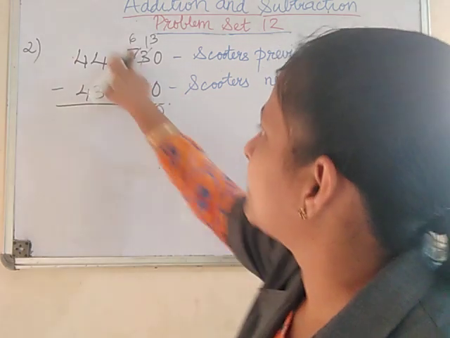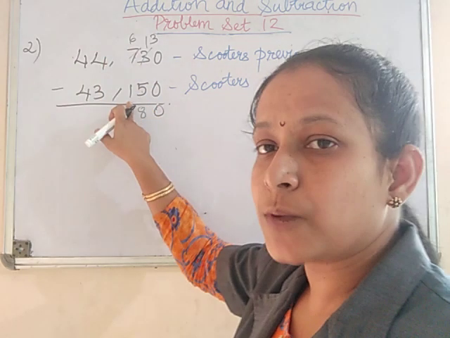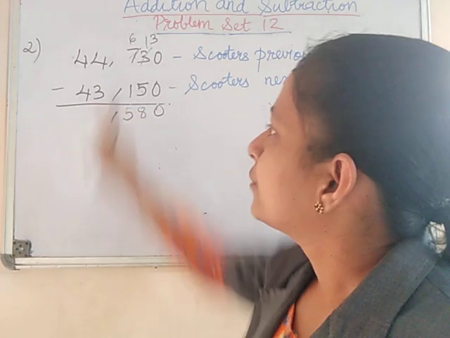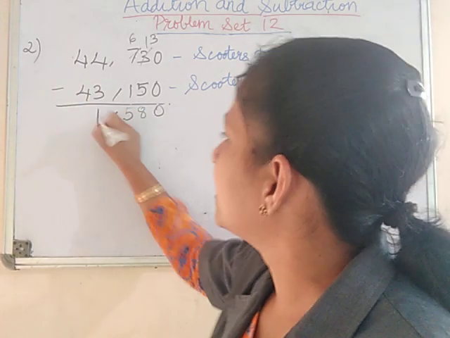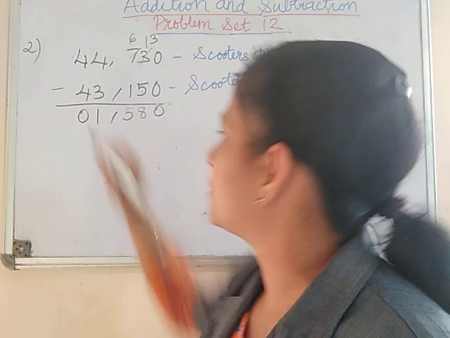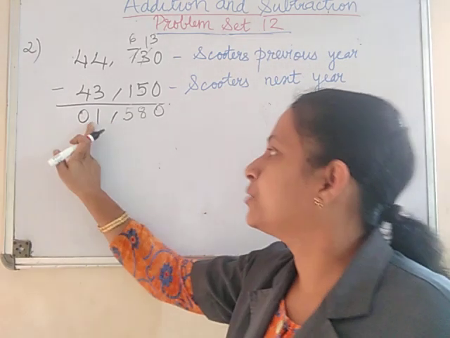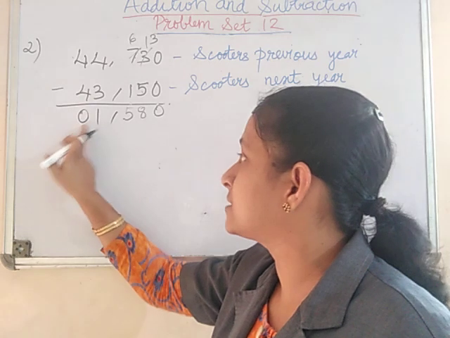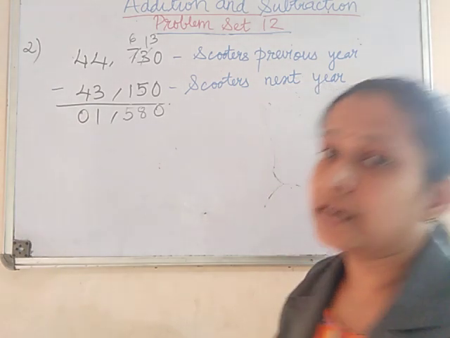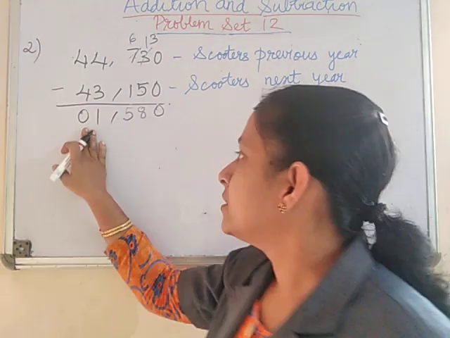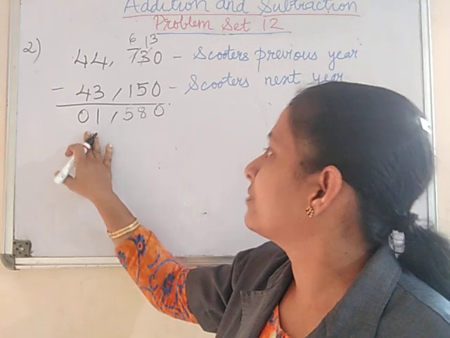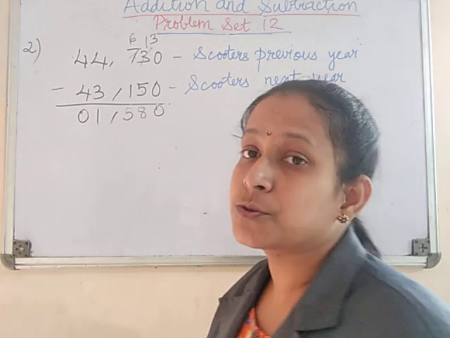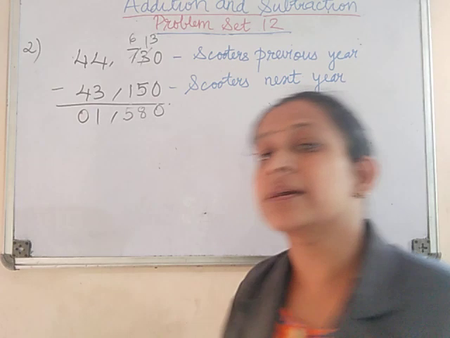Then next we have 6. So 6 minus 1 becomes 5, comma, 4 minus 3 is 1 and 4 minus 4 is 0. We don't take this 0 into consideration because 0 does not have any value when it is placed in front of any number. So therefore the number is 1580. 1580 scooters were produced more in the previous year.